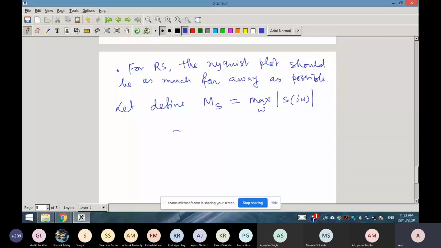So what does Ms imply? It is the peak value of the magnitude of S j omega, the peak value of the Bode plot of the sensitivity function. That is also known as the infinity norm of the sensitivity function. This is the definition of the infinity norm of S. So Ms inverse equals what? You can write 1 by max.